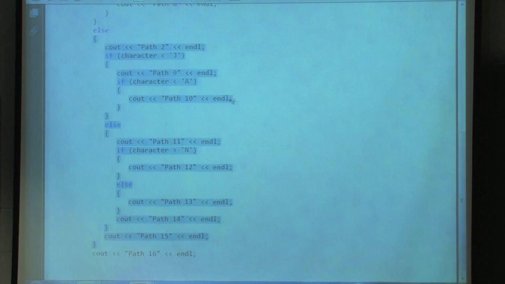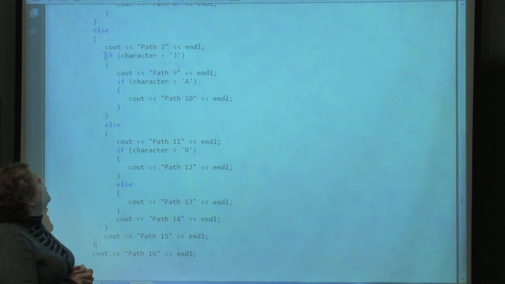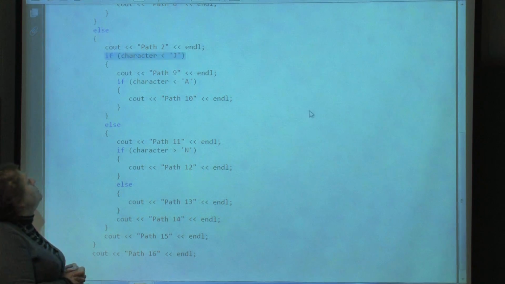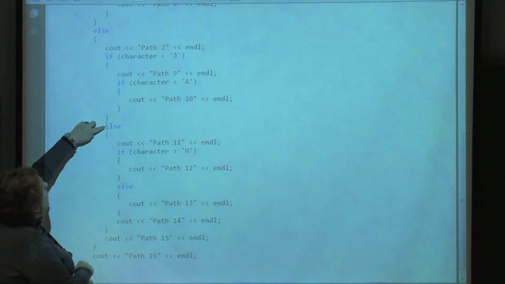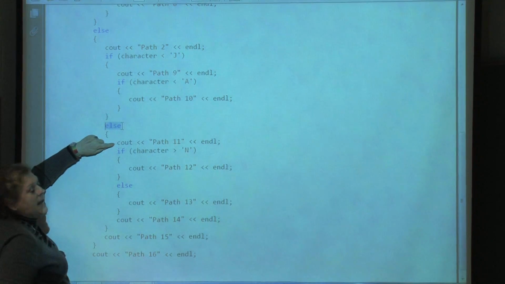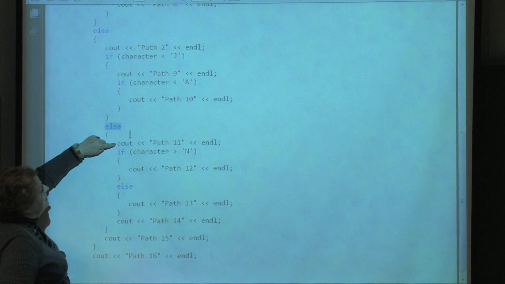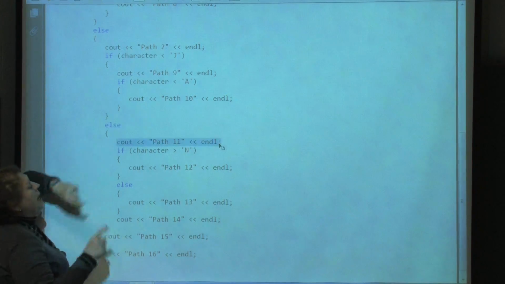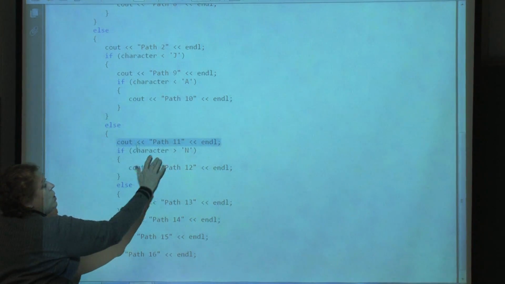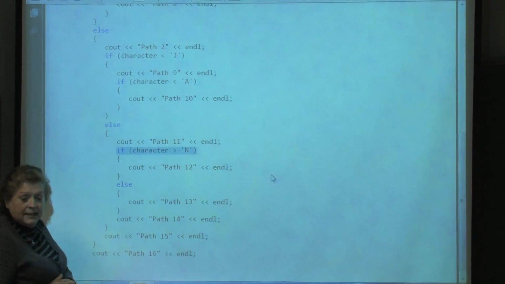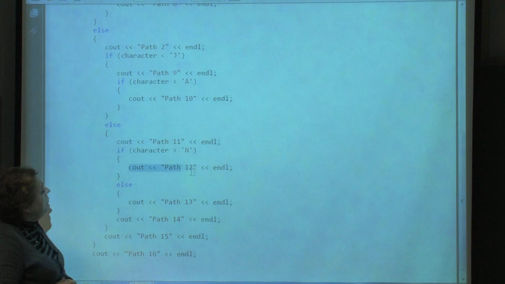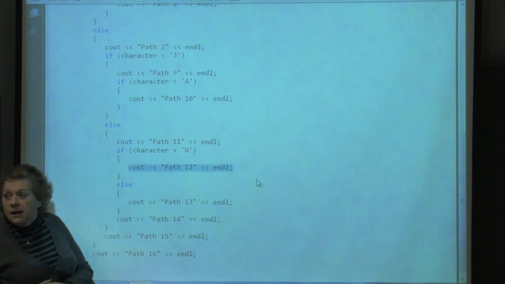All right, so is P less than a capital J? No. No, so where do we go? To the else. To the else, so we skip that entire if. So what's the next line of output? Path 11. Okay, is a capital P greater than an N? Yes. Yes, so what's the next output? Path 12. Okay.